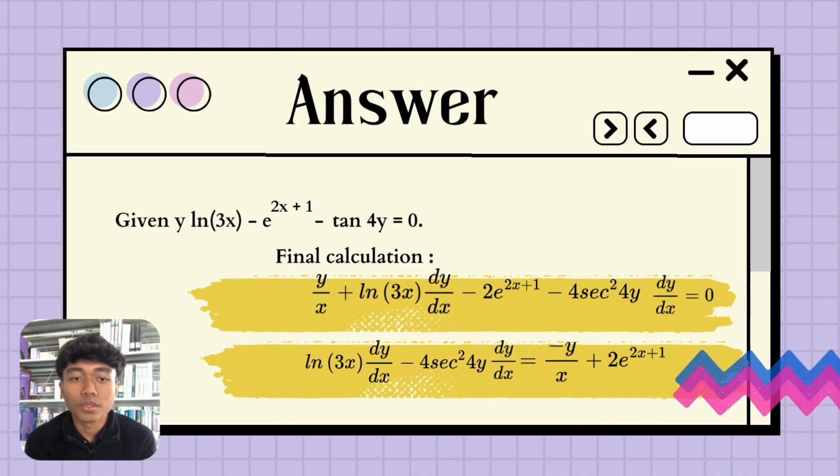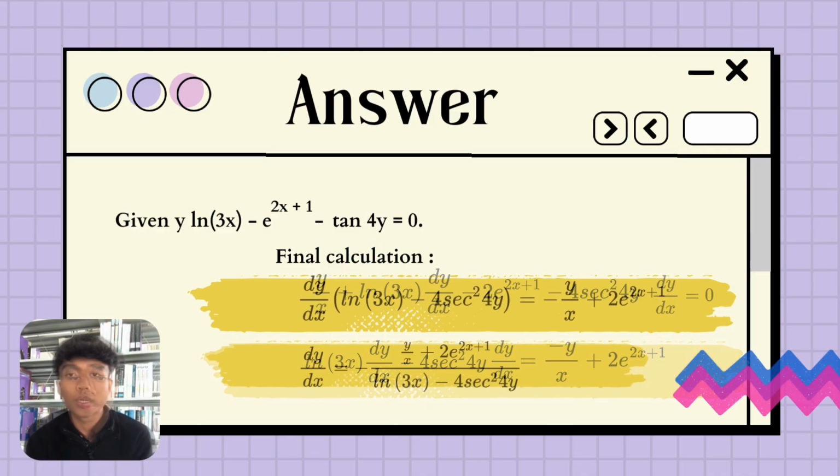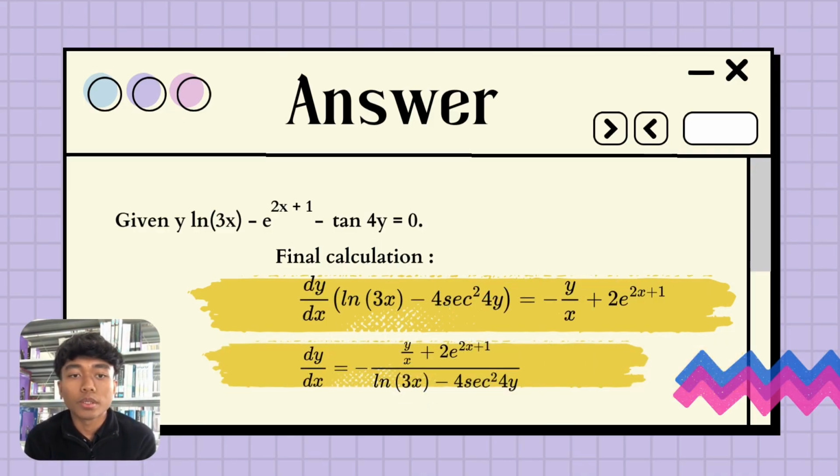So the equation will be ln 3x dy dx minus 4 secant square 4y dy dx equal to negative y over x plus 2e power of 2x plus 1. After the separation, now we can calculate them easily.